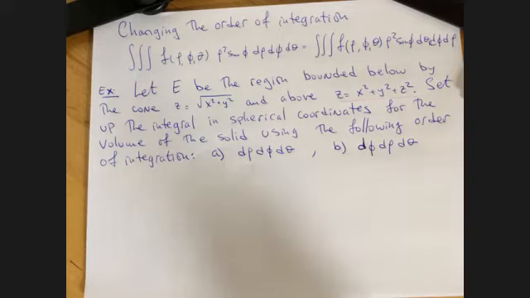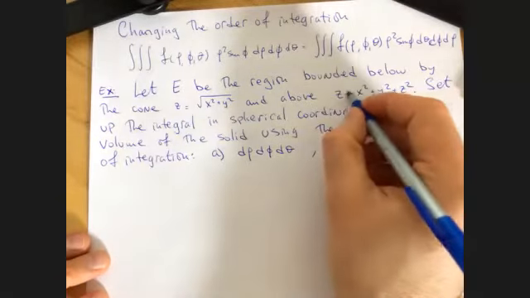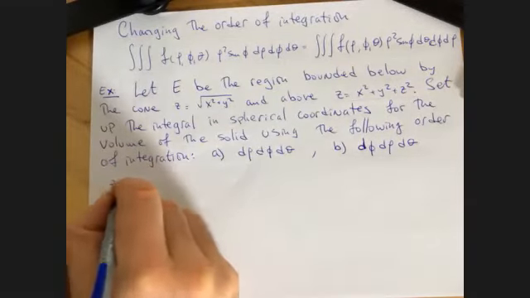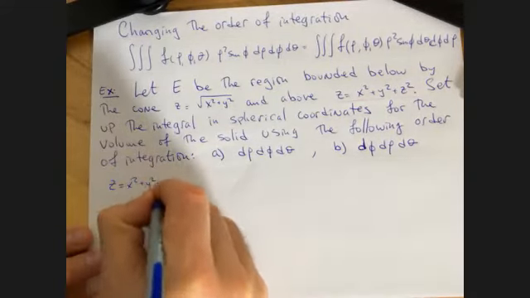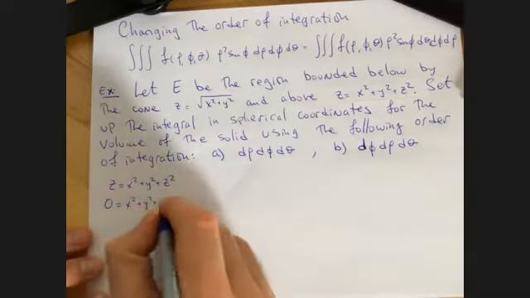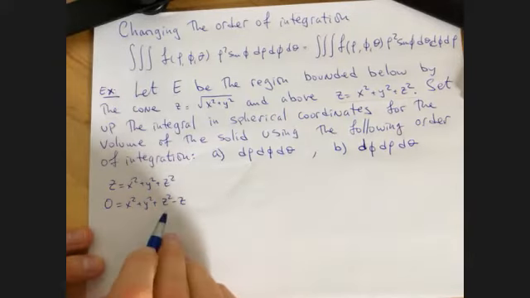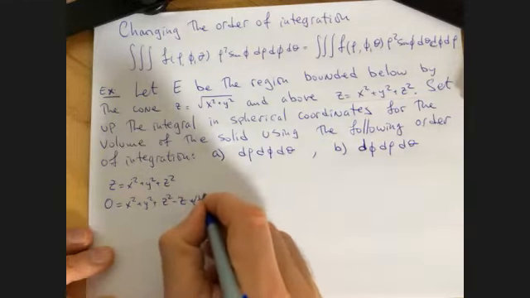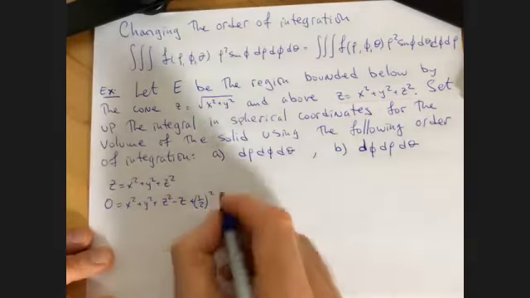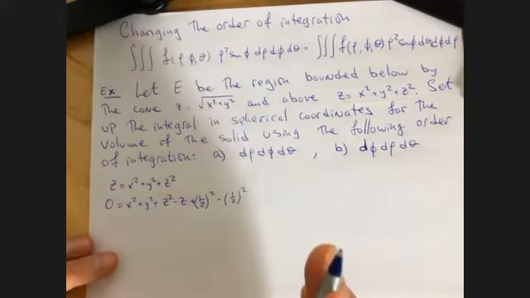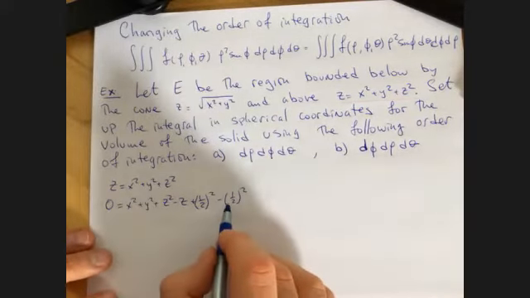So let's first deal with that, okay? Let's figure out where the sphere is centered and what its radius is. We have z equals x squared plus y squared plus z squared, so 0 equals x squared plus y squared plus z squared minus z. I need to complete the square here. I need to add 1/2 squared, and in order to keep the equation balanced, I need to subtract 1/2 squared. This is really just standard completion of the square.